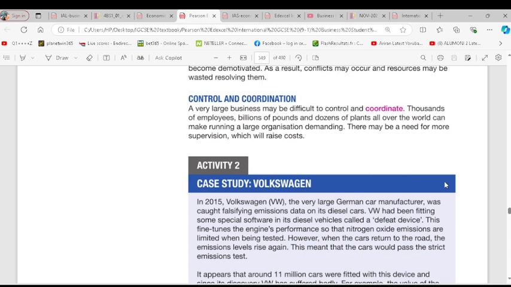Yeah. And the last one, control and coordination. This simply talks about the inability to put things together between departments. The business becomes too big that we cannot even coordinate or organize things amongst departments, amongst people. This is diseconomies of scale. Do you understand? Yeah.